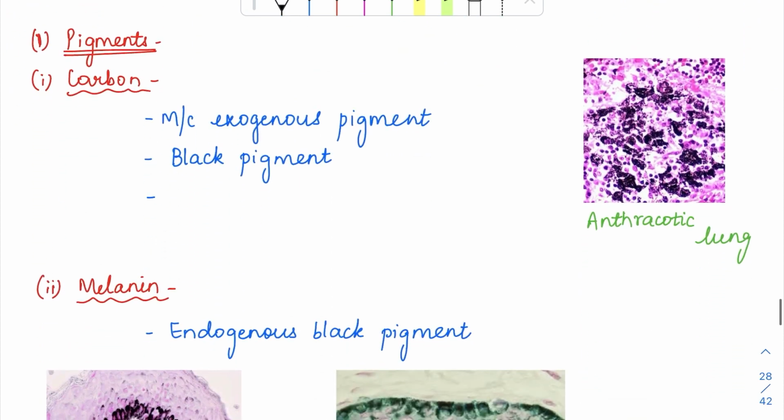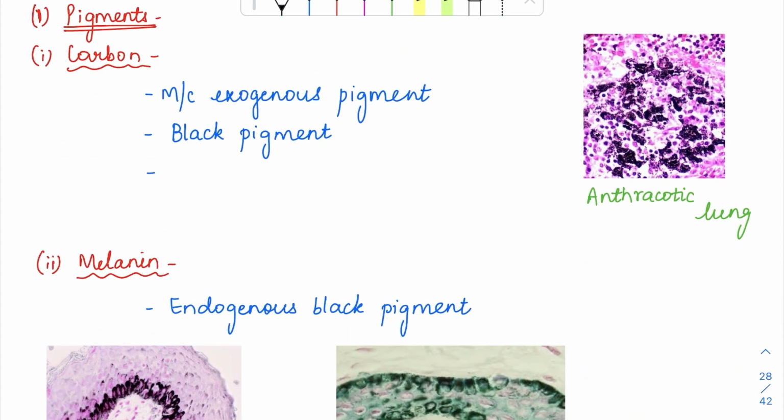So under pigments, the first pigment will be carbon. So carbon is the most common exogenous pigment which comes from the vehicle dust also, right? So it is a black color pigment. So during inspiration, it is entering into the lung and will deposit in the lung. So in the lungs, the alveolar macrophages will take up these carbon particles and the macrophage itself will be laden with these carbon particles.